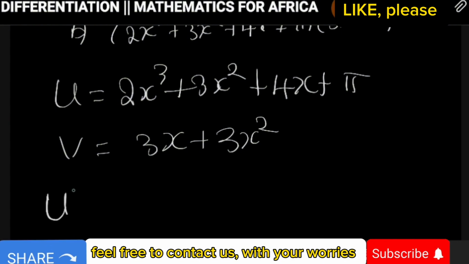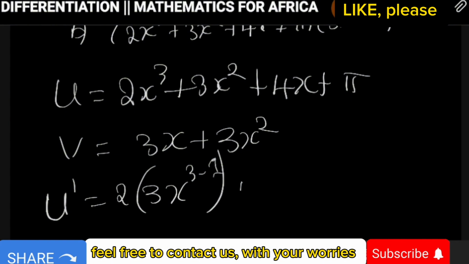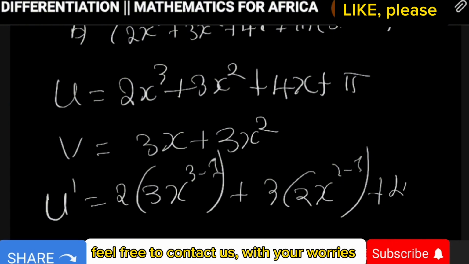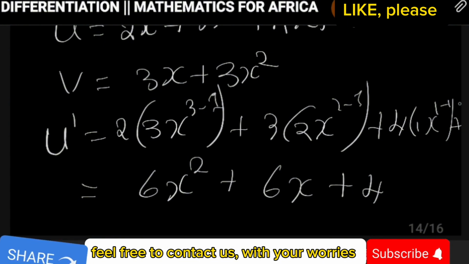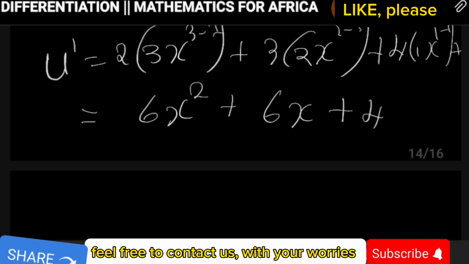So now my u prime will simply be the derivative. So 3 comes down, and we have 2 into 3 x to the power 3 minus 1, plus 3 into 2 x to the power 2 minus 1, plus 4 into 1 x to the power 1 minus 1, plus 0. The derivative of pi is 0. Now if you simplify this, you get 2 times 3 is 6, x to the 3 minus 1 is x squared, plus 3 times 2 is another 6, x to the power 1, plus 4, since x to the power 1 minus 1 is x to the 0, which is 1, plus 0 for pi.